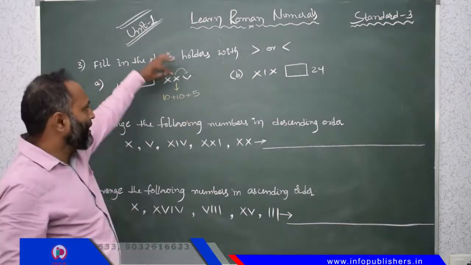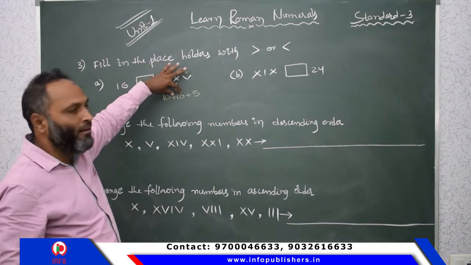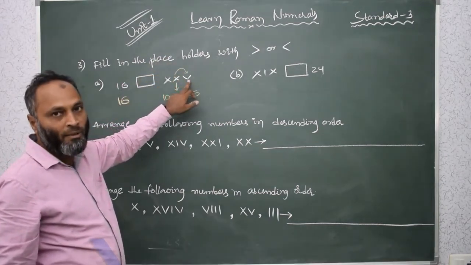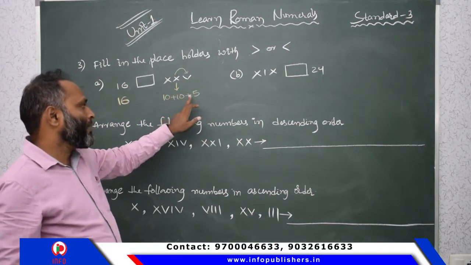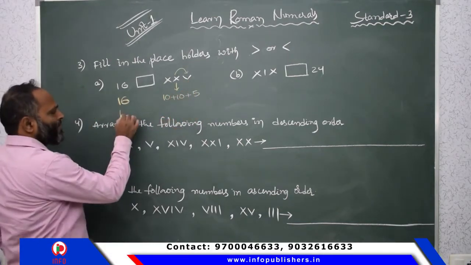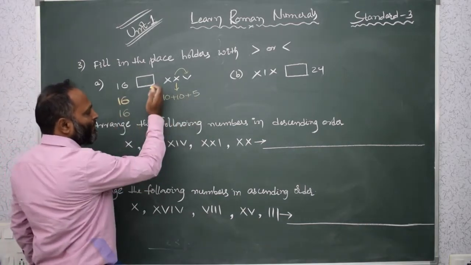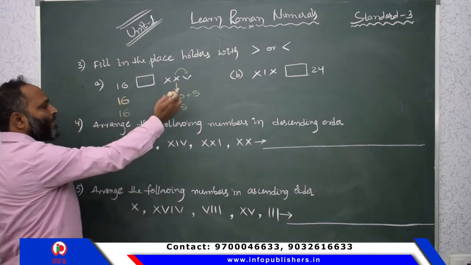Like this: first X, it repeats, so we have to take 10 and 10 and add. And the smaller Roman numeral is on the right side of the bigger Roman numeral, so again addition: 10 plus 10 plus 5. That is 16 as it is. 10 plus 10 is 20, 20 plus 5 is 25. This is 16 and this is 25.